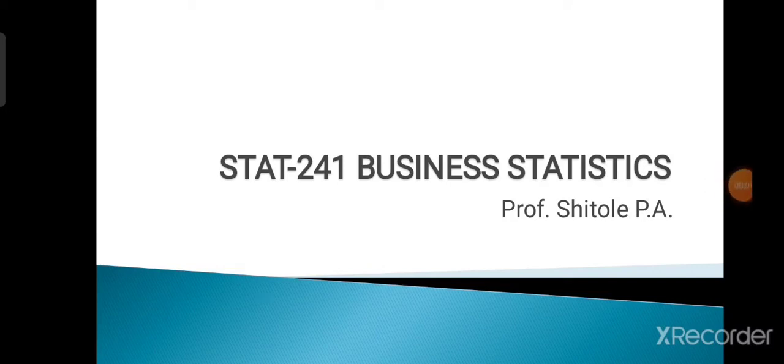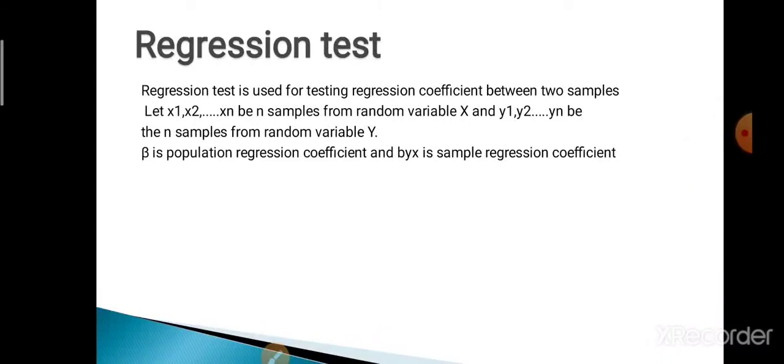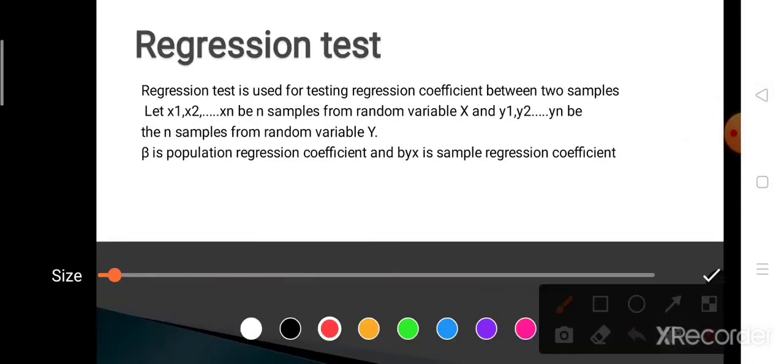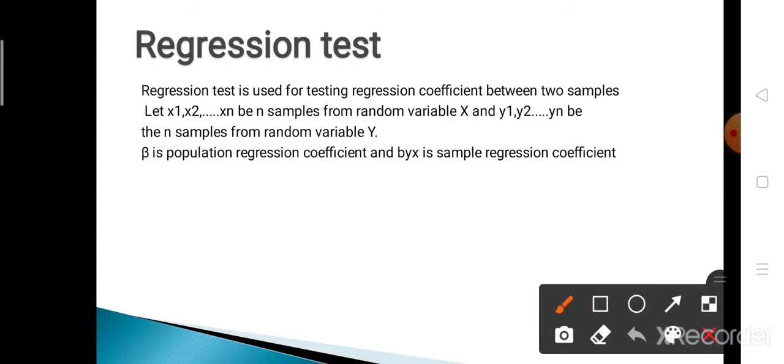Today we are going to learn the next test in testing of hypothesis, named regression test. Regression test is used for testing regression coefficient. In the last lecture we already learned the correlation test, which is used for testing the correlation coefficient. Similarly, here the regression test is used for testing the regression coefficient between the two samples.